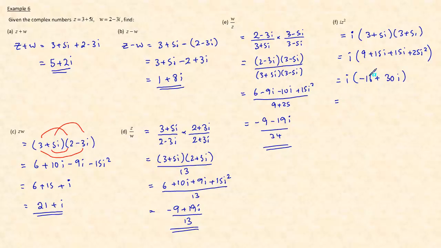So multiplying the i in, we get negative 16i plus 30i squared. So that's going to be negative 30, because i squared is negative 1, take away 16i.